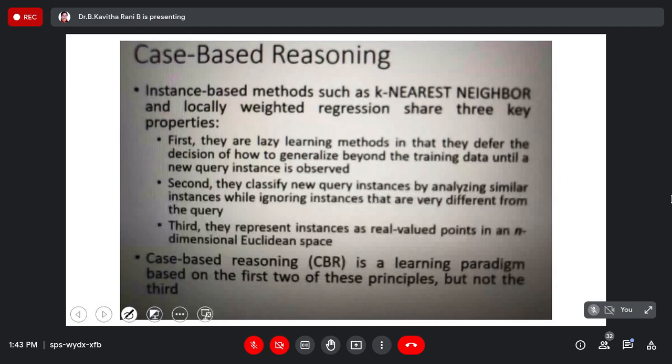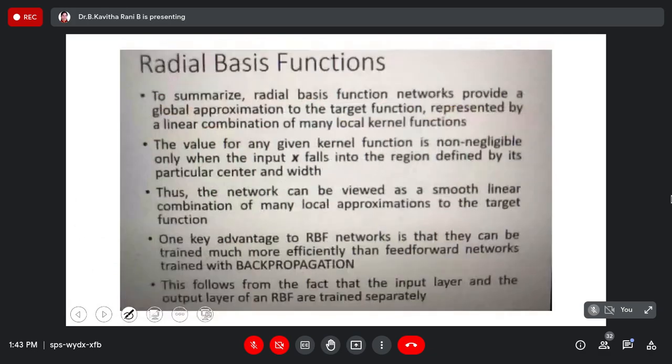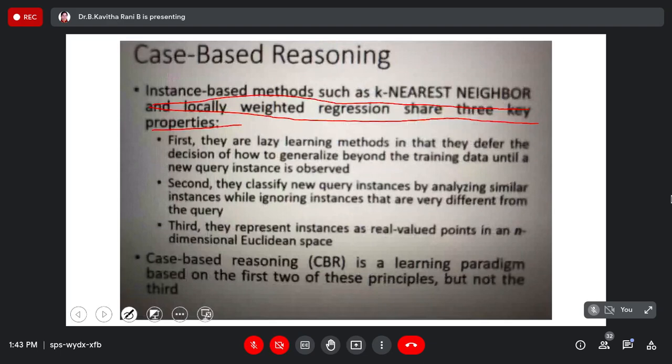So next one is case-based reasoning. Instance-based methods such as k-nearest neighbors and locally weighted regression share three key properties. But before going to that, I'll give you one example of why we will be using the case-based reasoning method here.